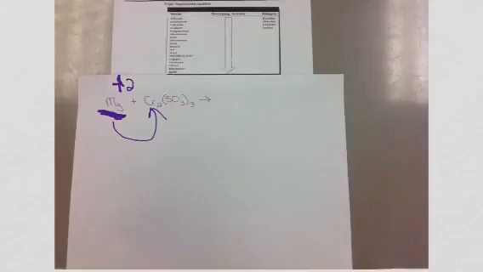So we go up to the table, up at the top. Up here, we find magnesium, which is right there, and chromium, which is down here. In order for magnesium to replace chromium, it has to be more active, or in other words, higher on the chart. So yes, magnesium is higher on the chart, so yes, this reaction works. So we go on to the next step.